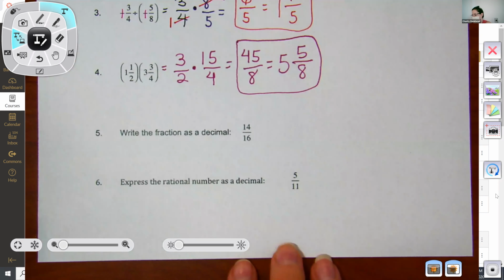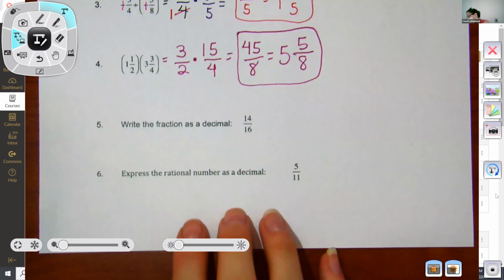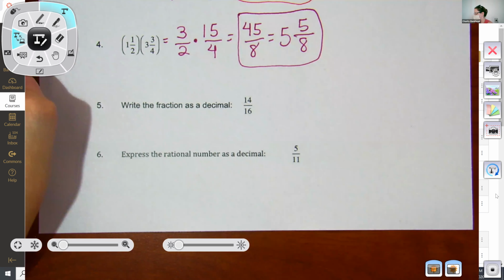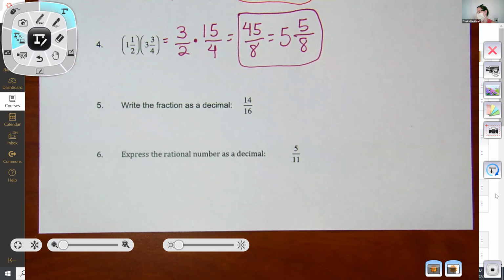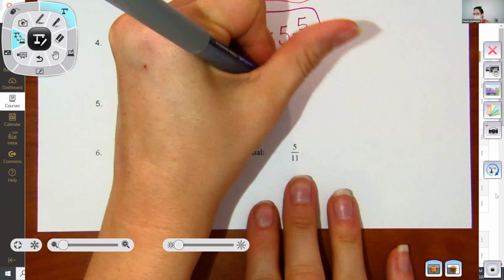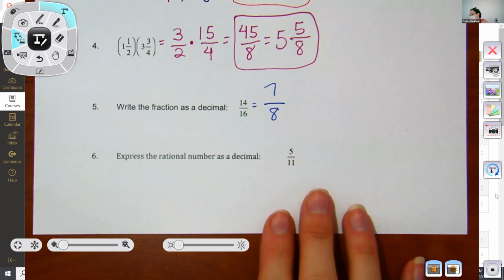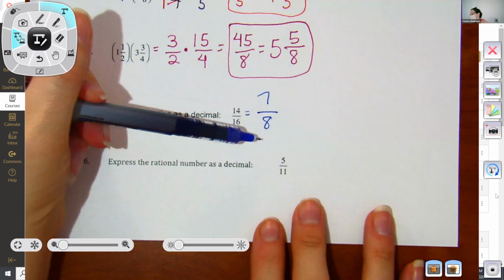All right, write the fraction as a decimal. Okay, so I guess we do have to do that. Since we're not using a calculator, we'll have to use long division. However, I can see that this fraction can be reduced, so that'll probably make it easier if I go ahead and reduce it first. So 2 can go into 14 7 times, and 2 can go into 16 8 times, so 7/8. Then I'll go ahead and divide. So that's 7 divided by 8.